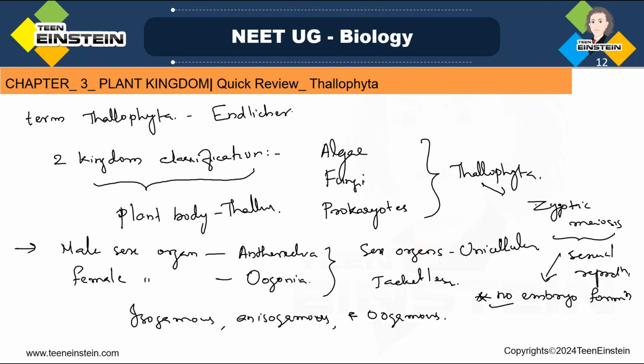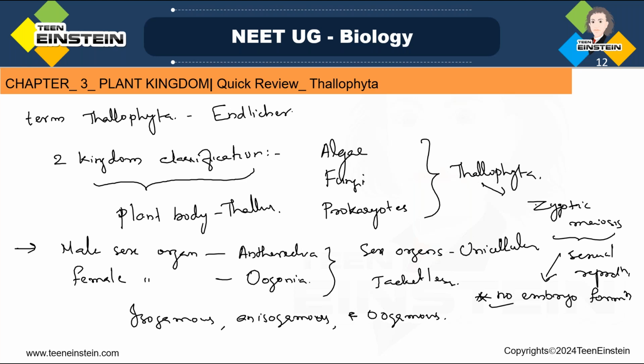Thallophyta, this term was given by Endlicher, and according to the two kingdom classification, prokaryotes, fungi, and algae, all these were placed in thallophyta. Why are they placed in that category? Because the plant body is like a thallus. And in thallophyta, the male sex organ is called antheridia and the female sex organ is called oogonia. These sex organs are unicellular and they don't have a jacket.